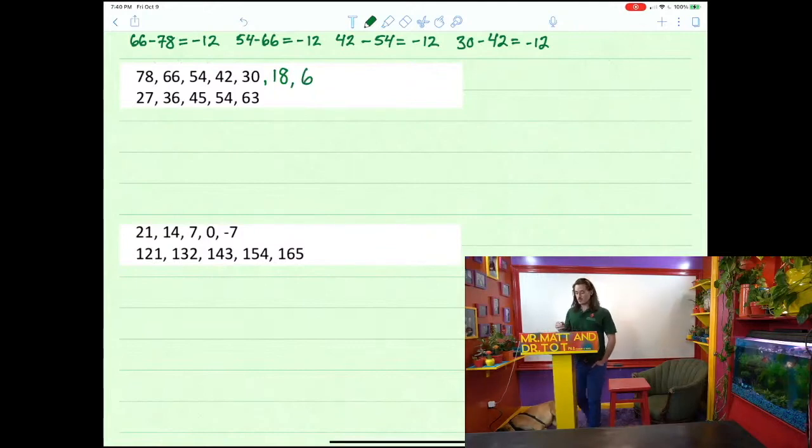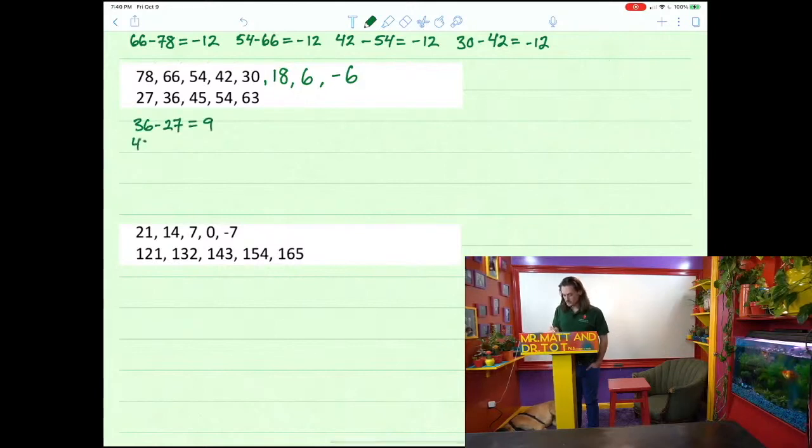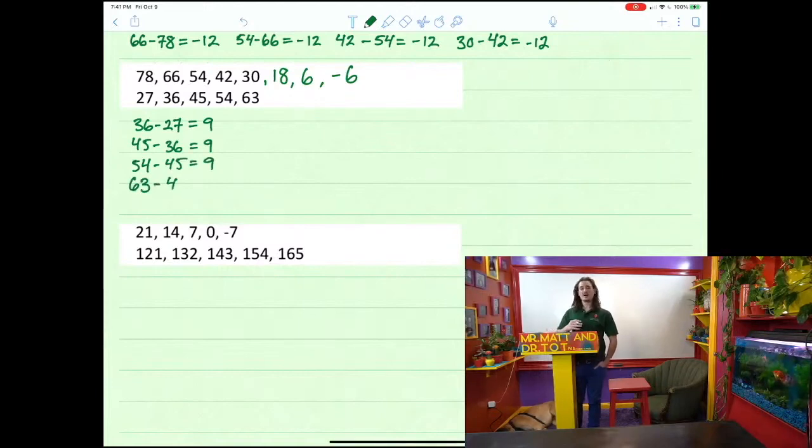For the second sequence, notice that 36 minus 27 is 9. 45 minus 36 is also 9. 54 minus 45 is 9. And 63 minus 54 is also 9. So we have a constant addition of 9.